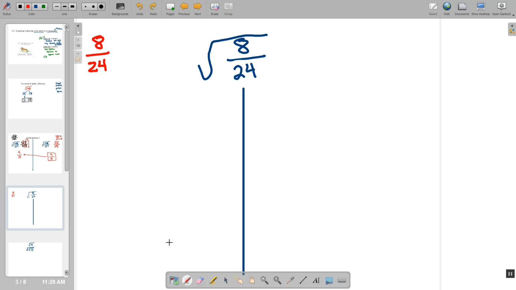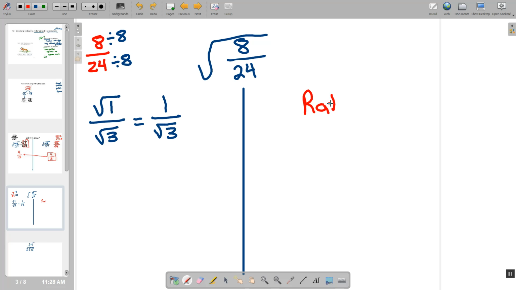And I know that 8/24 can be simplified by dividing both of these numbers by 8, which gives me the square root of 1 over the square root of 3. Well, the square root of 1 is equal to the number 1, and the square root of 3 is done. So we are done with simplifying this problem, except that this video is called Rationalizing the Denominator.